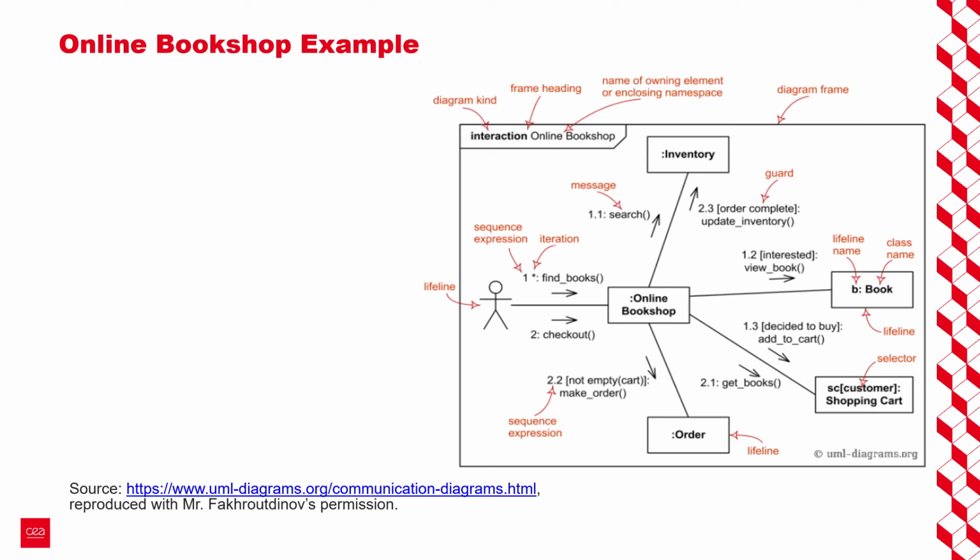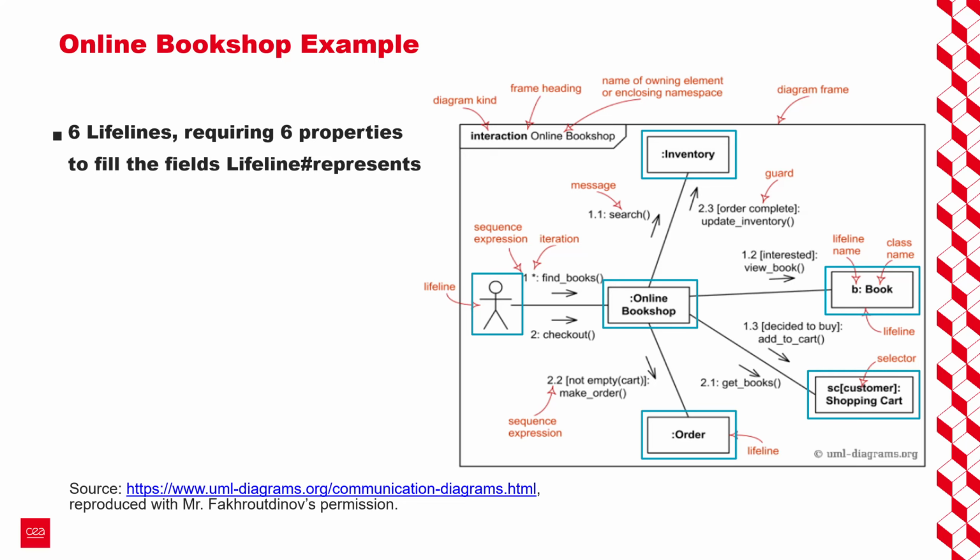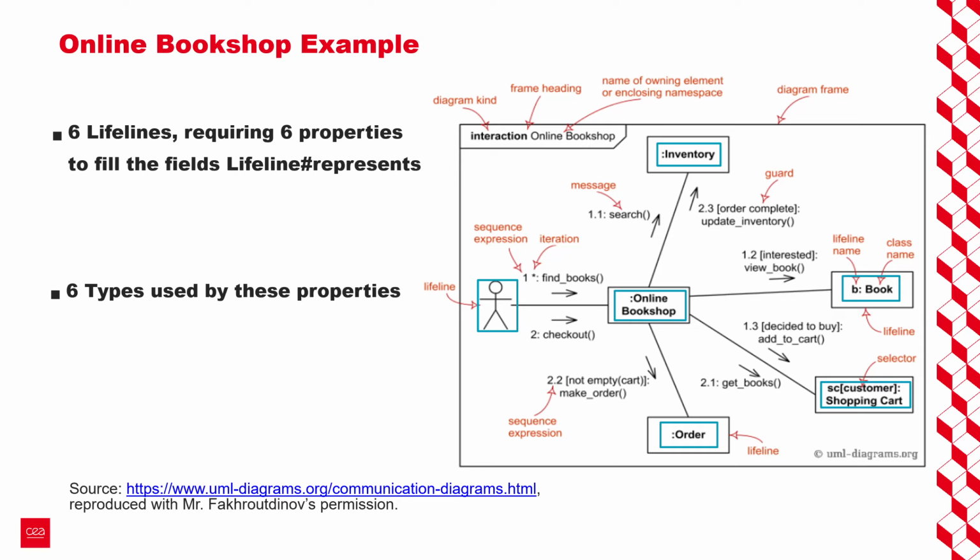This diagram is mainly composed of 6 lifelines represented by rectangular shapes and 1 stickman. Each of these lifelines references a UML property via its represents field. In turn, each property is typed. We see these types in the labels book, customer, order, and so on.